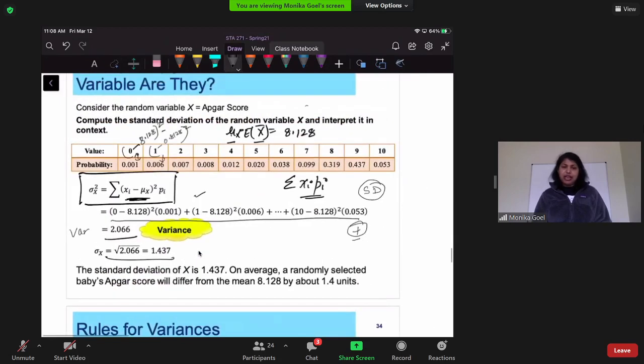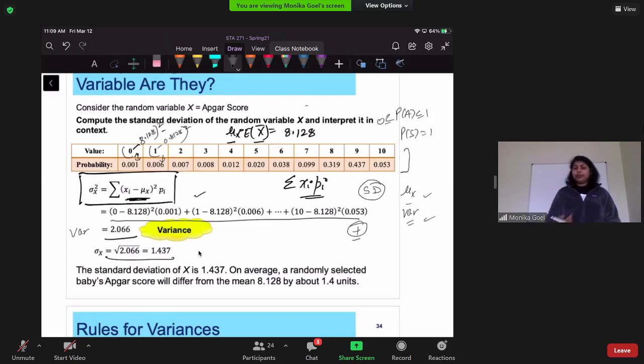So this is how we calculate the standard deviation or the variance using the discrete probability distribution table. And again, when you work with calculating the mean, or the expected value, or the variance, make sure that you check the first two probability rules. If those two rules are satisfied, then only your mean and variance are valid. Otherwise, if you're not working with the right probability model, definitely your results are not considered correct.